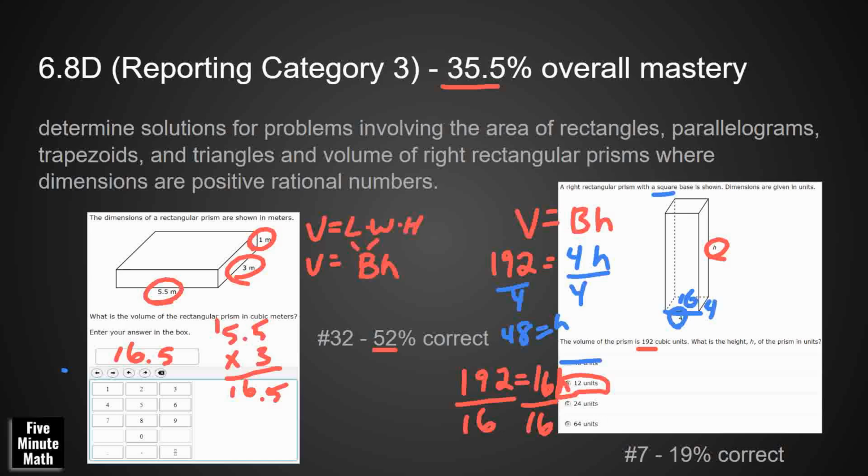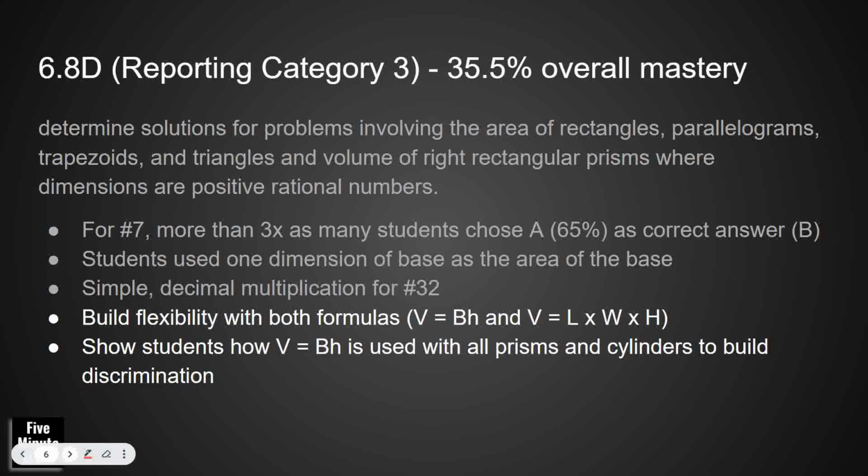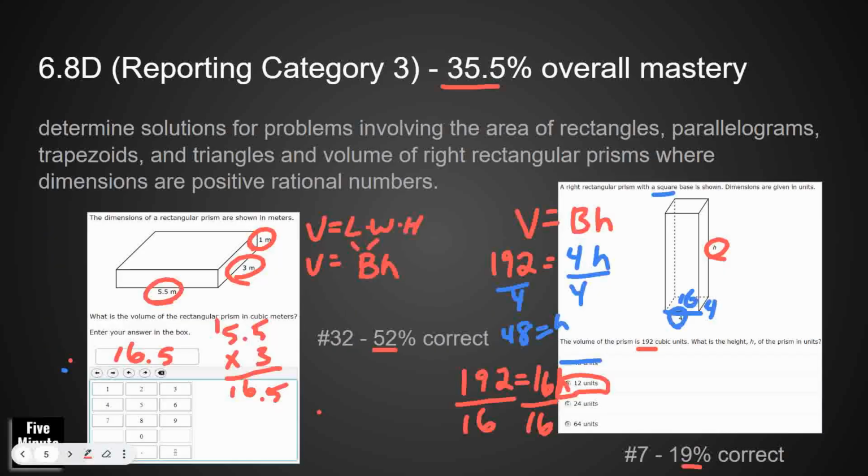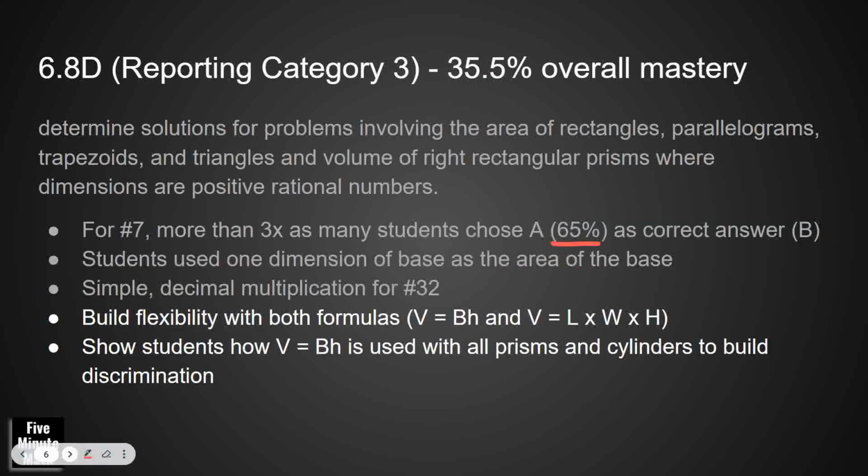So our answer here is 12, but only 19% of our students were able to accurately get 12. So for number 7, 65% of our students chose A. So look at this. The incorrect answer, 65%, as opposed to, what did we get? 19%. So that's over 3 times as many. So that is a huge misconception that you can just take this 4 down here and use that as the base. So that is a major misconception for our students. They simply used that one dimension, and it was simple decimal multiplication for number 32.